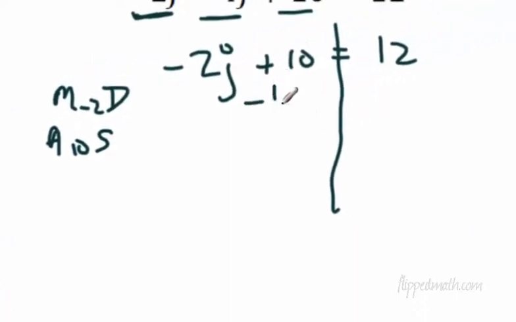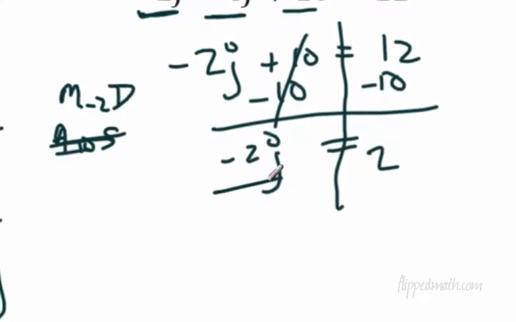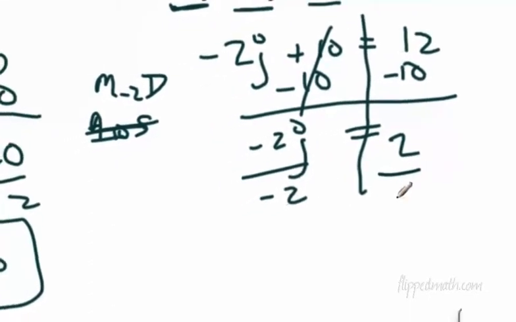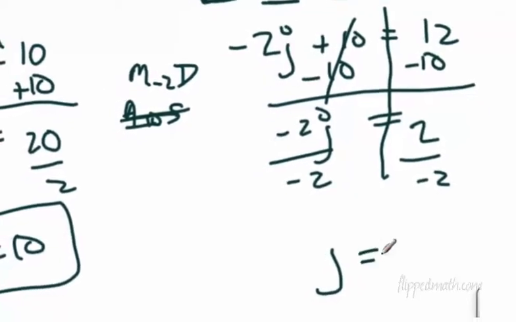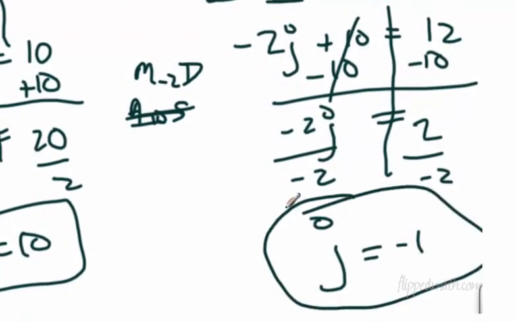So let's do that. Subtract 10 from each side. We're going to get negative 2j. I'm reading left to right. They would cancel. The equal sign. And we get a positive 2. Now we want to divide by negative 2, so we divide each side by negative 2. And we get j is equal to negative 1. That is amazing. Algebra amazing.